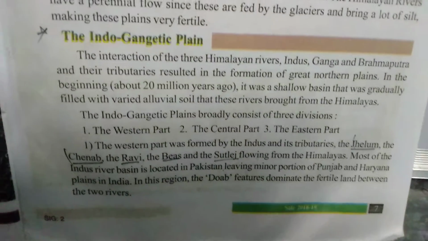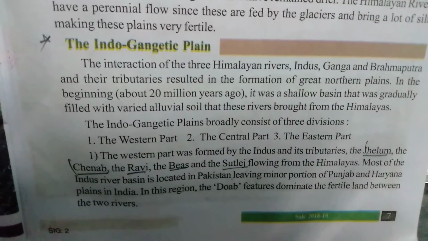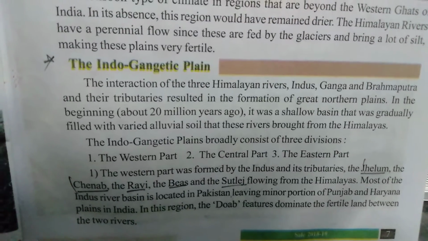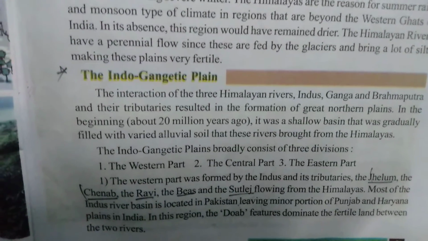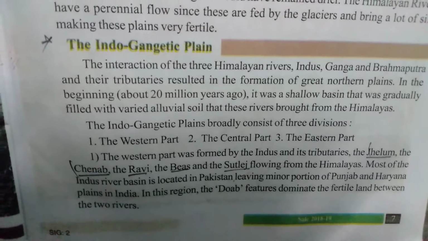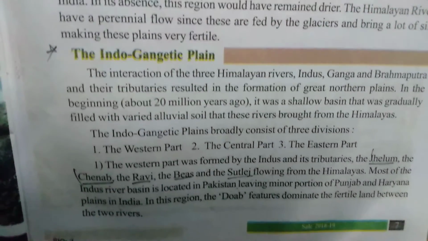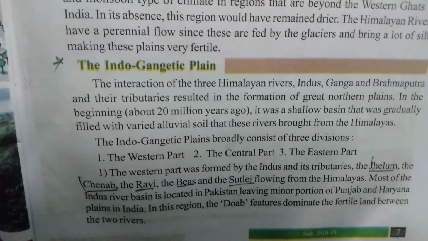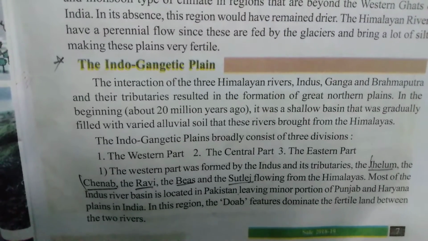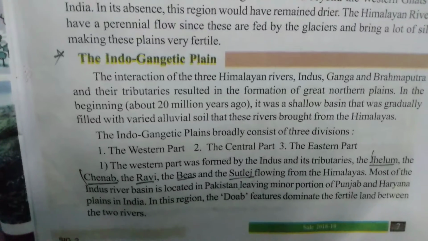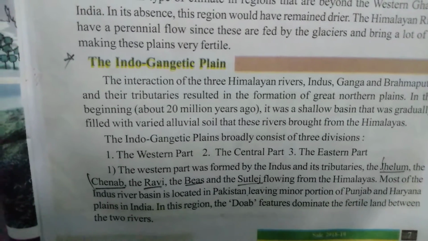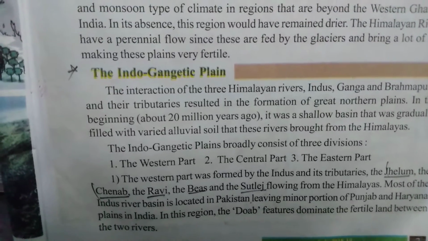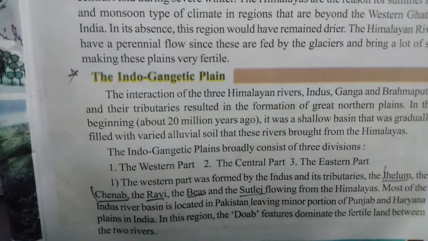The western part was formed by the Indus and its tributaries, the Jhelum, the Chenab, the Ravi, the Beas and the Satluj, flowing from the Himalayas. Most of the Indus river basin is located in Pakistan, leaving a minor portion in the Punjab and Haryana plains in India. In this region, the doab features dominate the fertile land between these rivers.